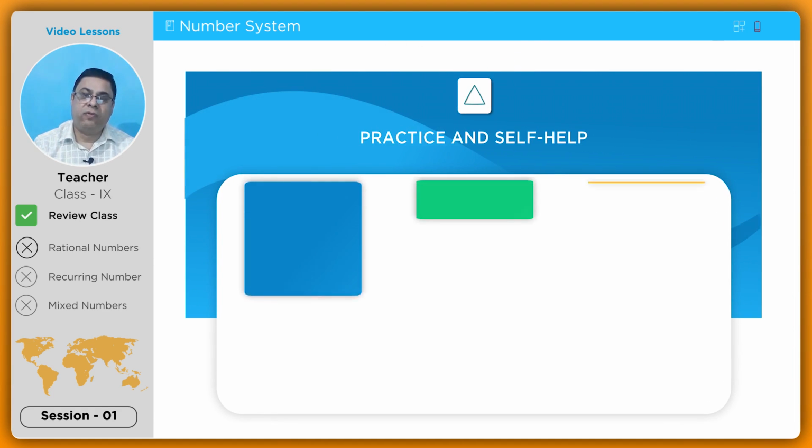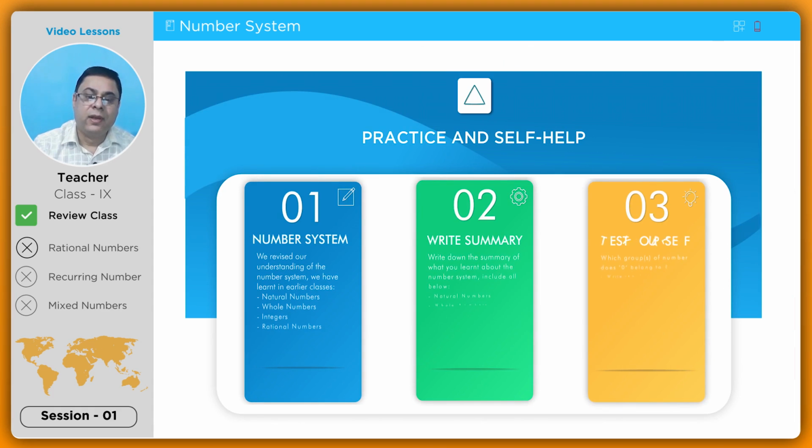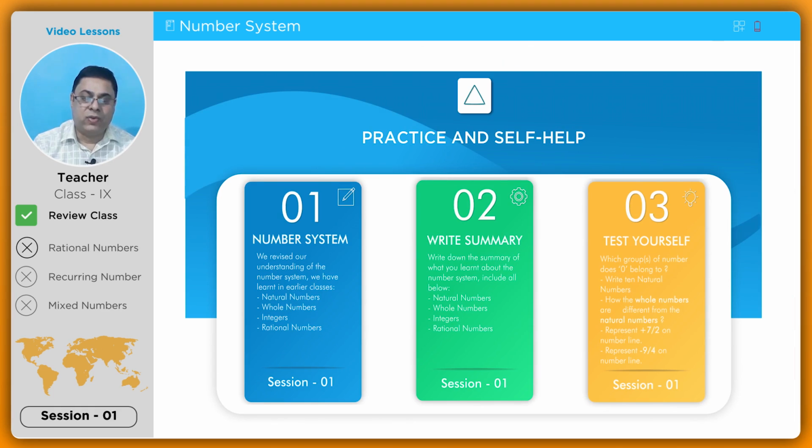Here is a quick review of what we have learned in the chapter for your quick reference. We revised our understanding of the number system. We have learned in earlier classes natural numbers, whole numbers, integers, and then the rational numbers. You can write a summary of what you have learned in a few words.